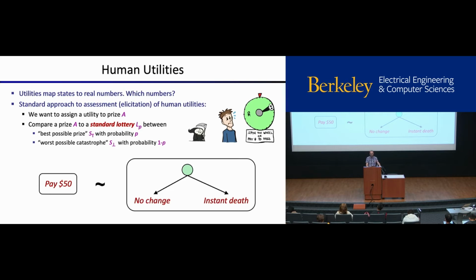Here's an example of that. Either you have to pay $50, or you enter this lottery where there's some chance of no change and some chance of instant death. And then we adjust the lottery probability, P, until you're indifferent. The resulting P is the utility of the prize we're considering on the left. What you'll notice is this means that the best possible prize has a utility of 1, the worst possible catastrophe has a utility of 0, and everything else will have a utility somewhere in the middle.